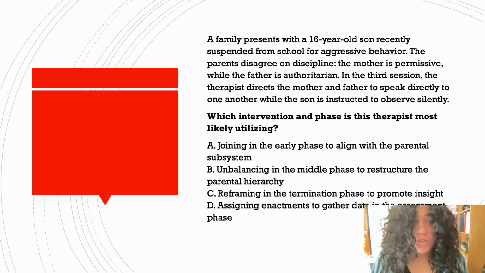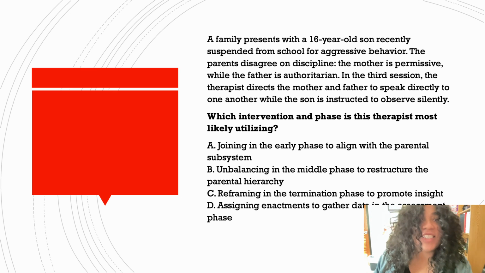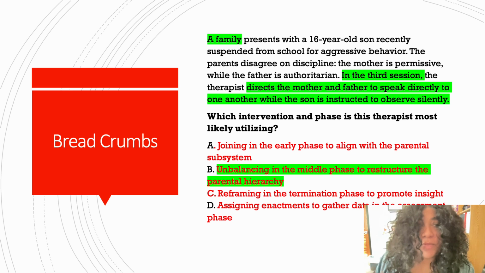You know that this is structural therapy, right? Even when you take a look at the responses, we know that it's structural therapy. We just need to figure out which phase and which intervention they are using, right? So let's look at it again. We're in the third session. So we're structural therapists now, and we're thinking about what you are doing in a third session. A says joining, B says unbalancing, C says reframing, and D says assigning enactments. Let's take a look at some of these breadcrumbs that I have. Okay, so I have a family.